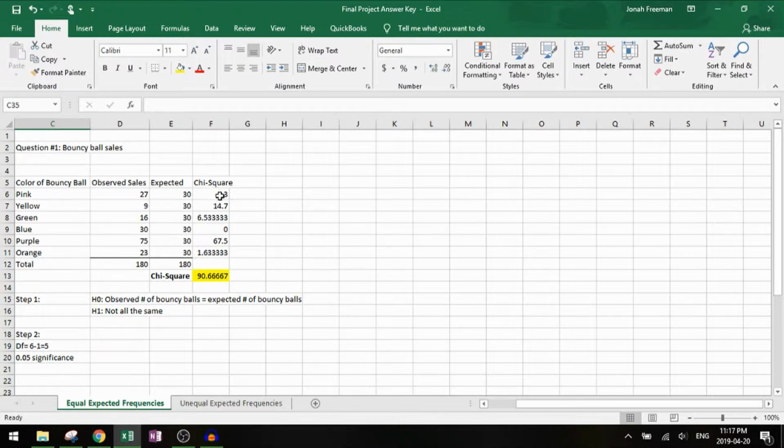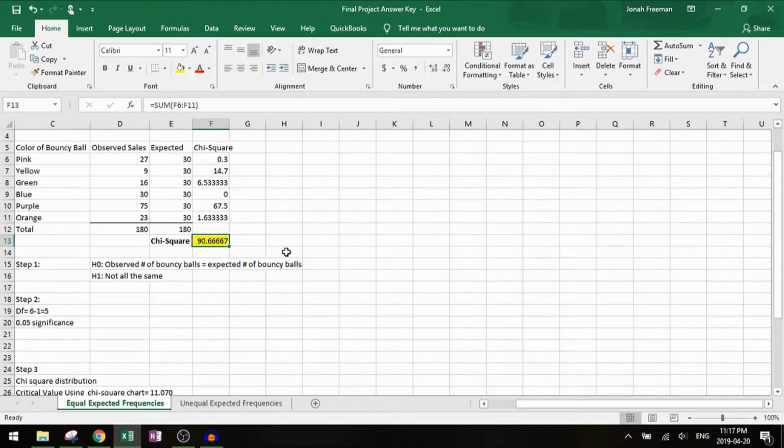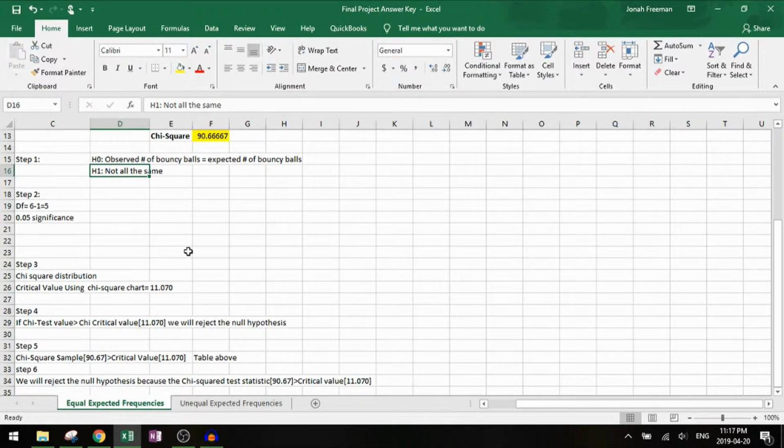We're going to subtract the expected from observed, square that, and divide by the expected. And so we get our total, which is 90.667. Then we conclude into our step 1, where our null hypothesis is that the observed number of bouncy balls equals the expected number of bouncy balls. And our alternative is that they're not all the same. And our degrees of freedom is our number of categories, which is 6 bouncy balls minus 1.